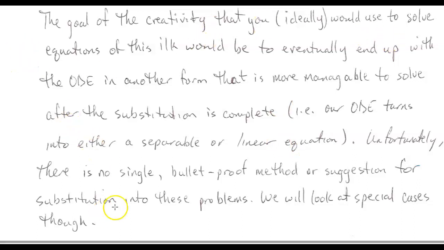Unfortunately, there is no single bulletproof method or suggestion to do the substitution for all of the types of equations that we're going to study in this 3 video series. So we have special substitutions for each one. And so we'll study each one of those, but there's no one substitution that'll work for all 3. And that's the point that I'm trying to get across.